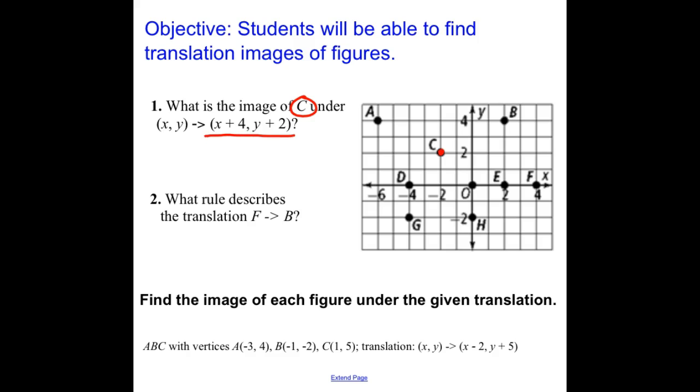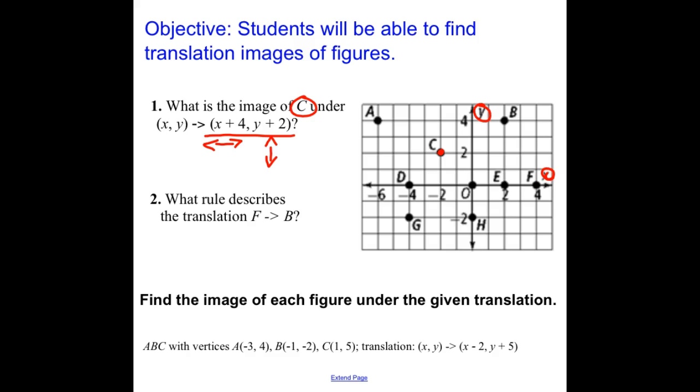So we start by finding C, and what we're going to do is take C and move it. Now if you remember, the x-axis is the horizontal axis right here, and the y-axis is the vertical axis. So if it says x plus 4, that's moving it left or right. If it says y plus or minus, that's moving it up and down. So positive 4 is moving to the right, and x minus 4 would be moving to the left.